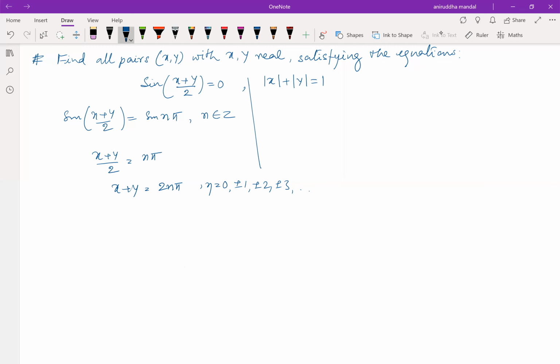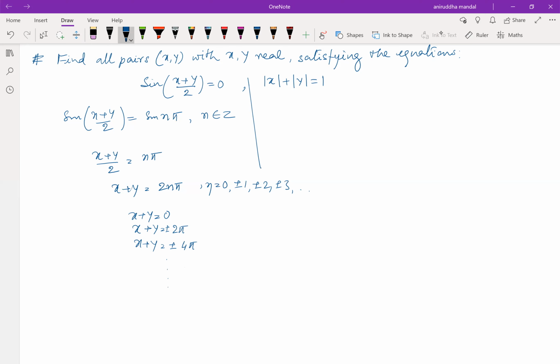Now for the first equation, if we put n equal to 0, we have x + y equal to 0. If we take n as plus or minus 1, then x + y equals plus or minus 2 pi, then plus or minus 4 pi, and so on. Now for the second equation, we have |x| + |y| = 1.